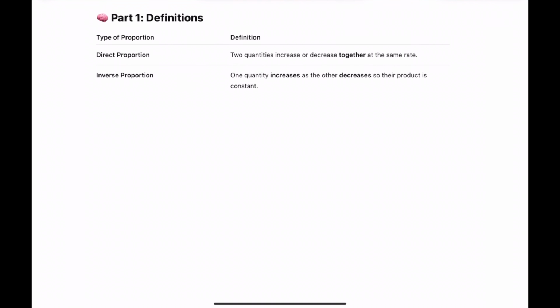So we have two types of proportions in our lesson today. We have direct proportions and inverse proportions. Direct proportions are two quantities that increase or decrease together at the same time. So they're either both increasing or they're both decreasing. For an inverse proportion, one quantity increases as the other decreases. So their product is a constant. That means that they're opposite, right? So if one's increasing, the other is decreasing, or if one is decreasing, the other is increasing.